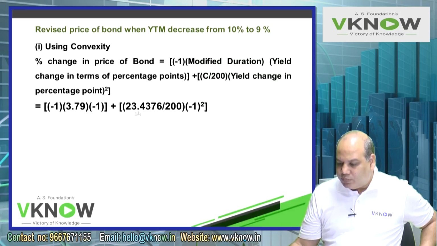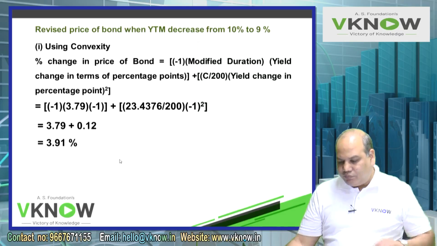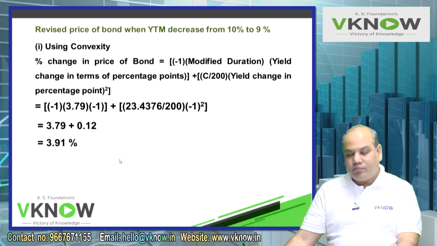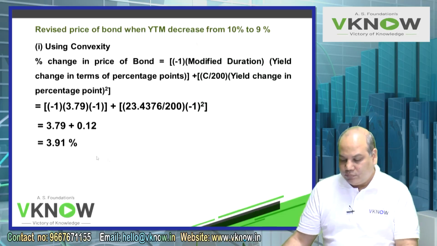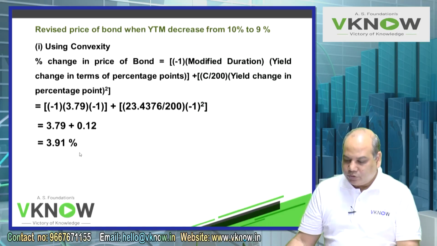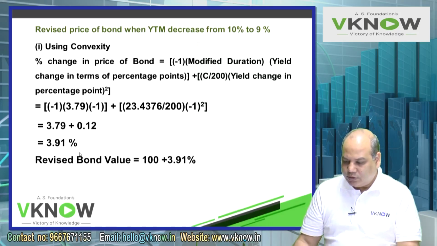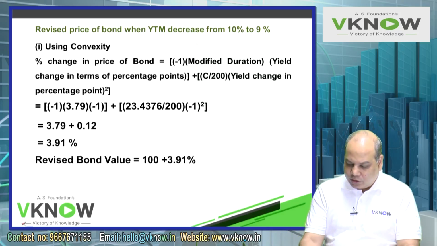Plus 23.4376 divided by 200 into minus 1 square. So this time it will be 3.79 plus 0.12, 3.91%. Therefore revised bond price will be 100 plus 3.91, that is 103.91.